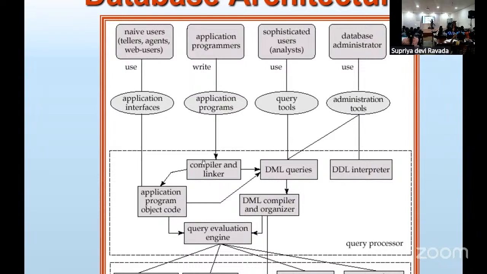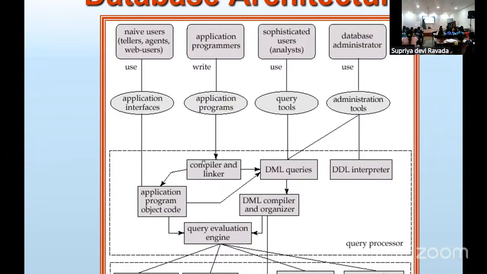Now look here. Application programmers are going to write the application programs. From that, it is going to get compiler and linker. After writing any code or any program, what are we going to do? Compile and run the program. Yes or no? Similarly, here also compiler and linker. Is it clear? Yes or no?